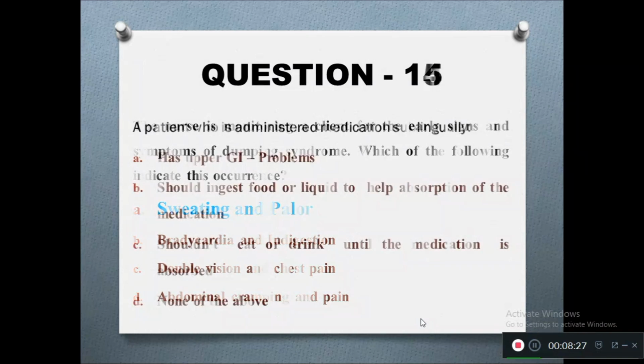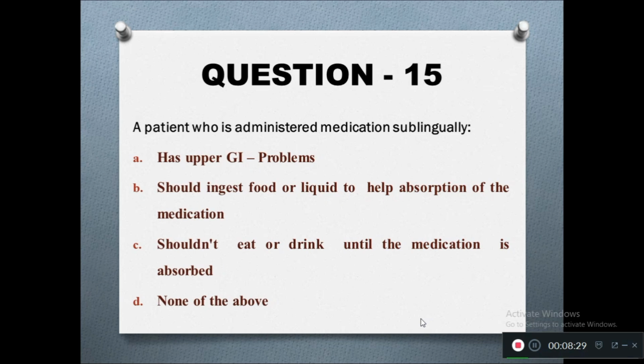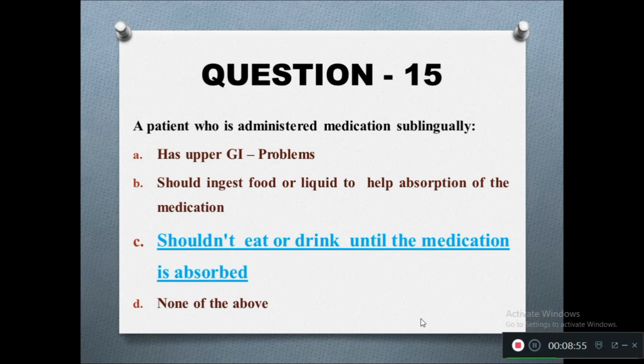Question number 15. For a patient who is administered medication sublingually, what should we do? Option: if it has an upper GI problem, should ingest food or liquid to help absorption of the medication; shouldn't eat or drink until the medication is absorbed; D, none of the above. So here the patient is given sublingual medication. After administering sublingual medication, the patient shouldn't eat or drink until the medication gets absorbed.